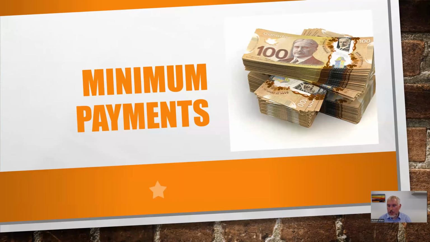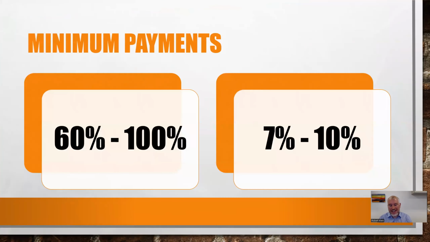Minimum payments. So what are your minimum payments per year in these contracts? A non-optimized contract will require you to pay 60% to 100% of the original premium that you put into that contract. An optimized policy or an optimized contract will require you to put 7% to 10% of your original amount as a minimum into that contract. So if you actually have a bad year, you only have to pay 7% to 10% of your original contract. So for example, if you put $100,000 a year in, well, the minimum for a non-optimized contract can be $60,000 to $100,000, where the optimized contract will be $7,000 to $10,000.